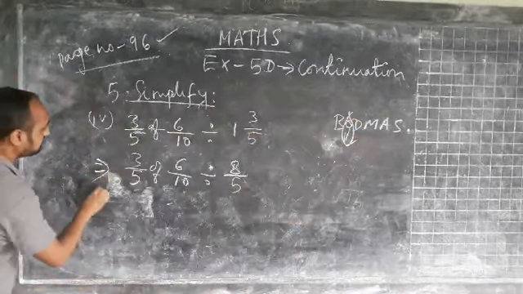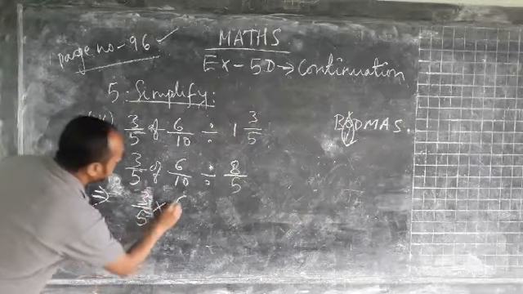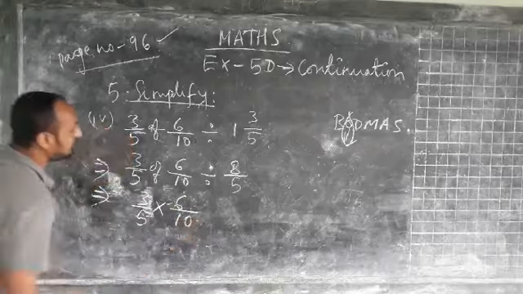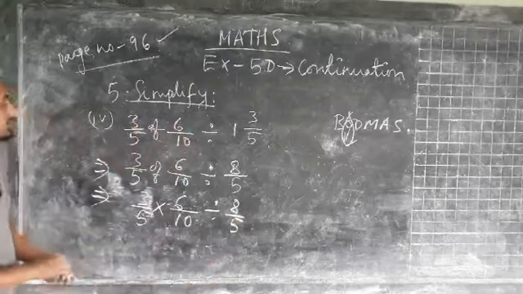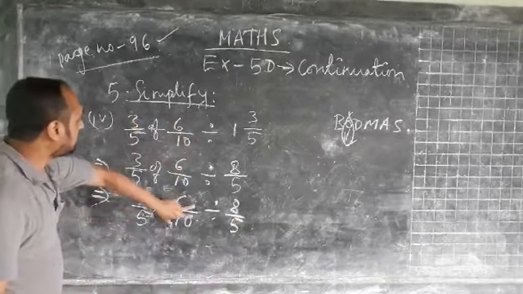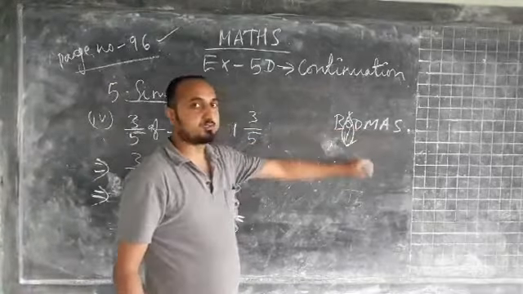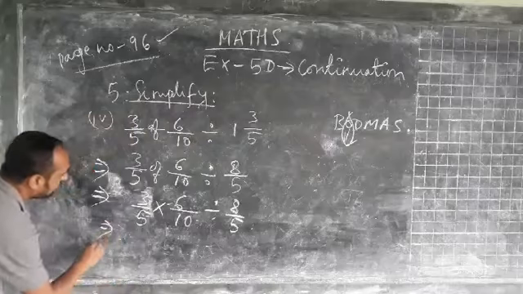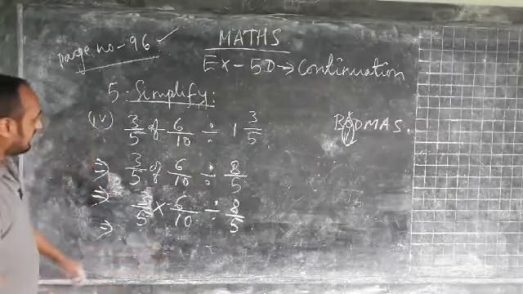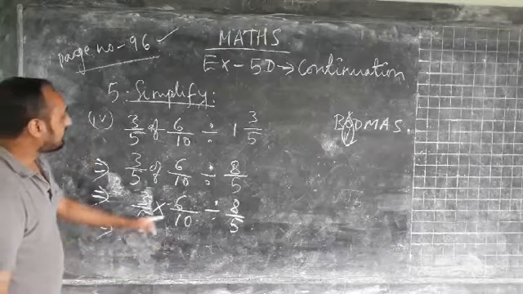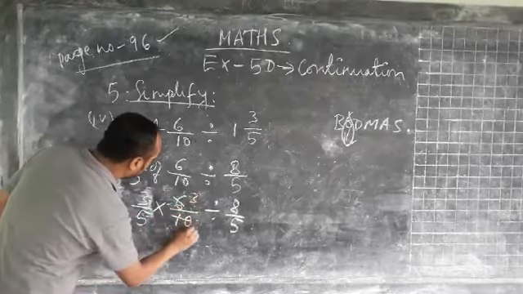So here 3 by 5 into 6 by 10 divided by 8 by 5. So first we will try to solve this portion, then we will go for the division. After off we have to go for this division. Now here we have 3 by 5, or we can directly multiply this, okay, we can do one thing, we can reduce this number. 6, 2 3s are 6, 2 5s are 10.